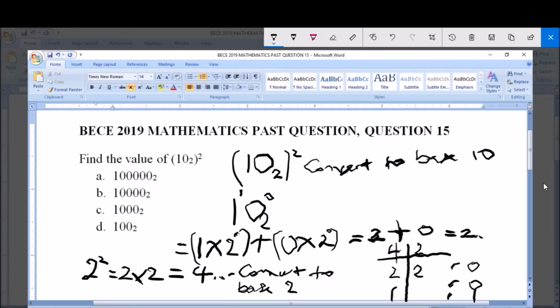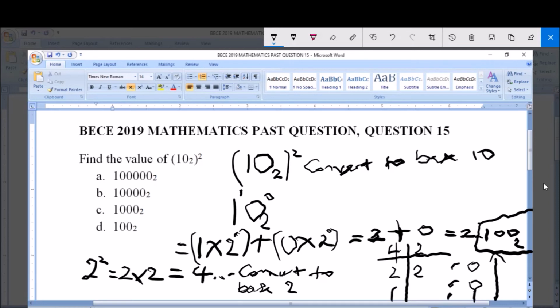Now what do we do now? You pick this number from the bottom to the top, and when you pick this number from bottom to the top, what do you have? You have 1 0 0 in base 2. So you have 100 in base 2.